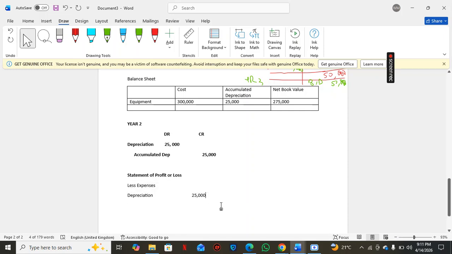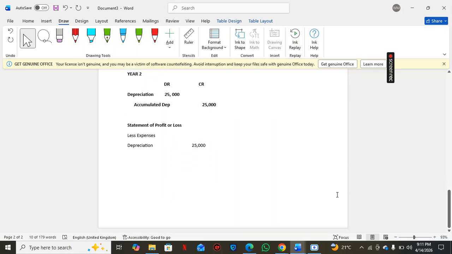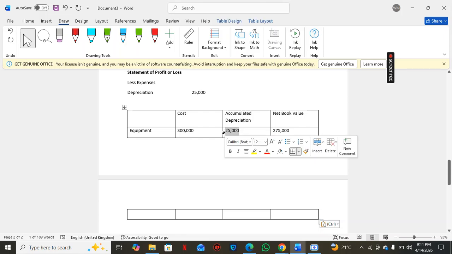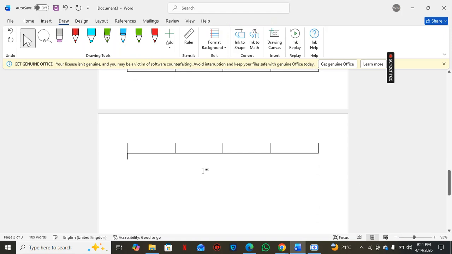Then in our balance sheet, the accumulated depreciation, instead of 25,000, becomes now 50,000. 300,000 minus 50,000, you get 250,000. As we can see, the value of the asset is dropping. After 2 years, it's worth now 250,000. Then year 3 comes.